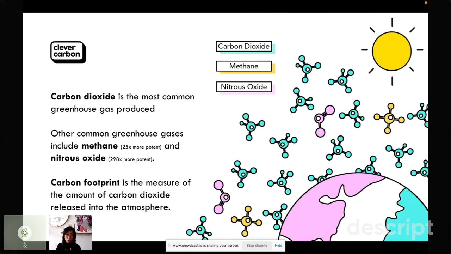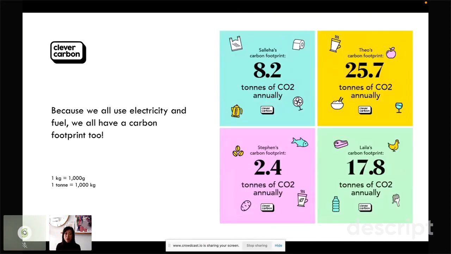Individuals can have an annual or monthly or daily carbon footprint. Companies can have a carbon footprint. Countries can have a carbon footprint. So you get to determine where it starts and where it stops. And communicating what your boundaries are is very helpful. Because we all use electricity and fuel in our lives, we all have a carbon footprint too.